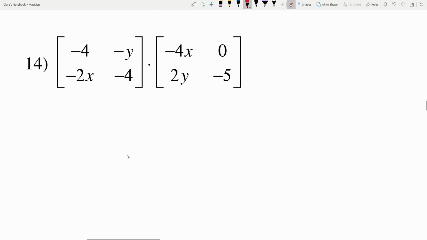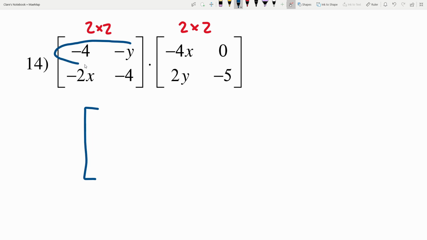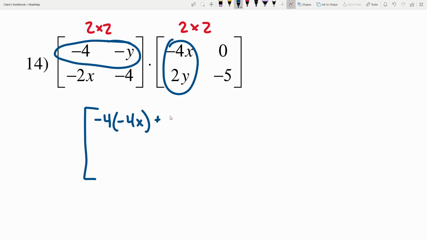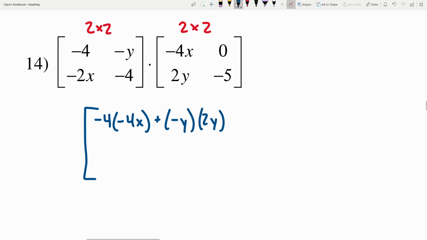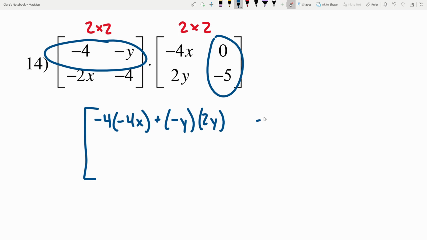And lastly, for this set of directions, number 14. I have a 2 by 2 multiplied by a 2 by 2, so my result is going to be a 2 by 2. So, doing out the math, first row, dot it with the first column, I'll have negative 4 times negative 4x plus negative y times 2y. And now, first row, dot it with the second column, that's going to be negative 4 times 0 plus negative y times negative 5.